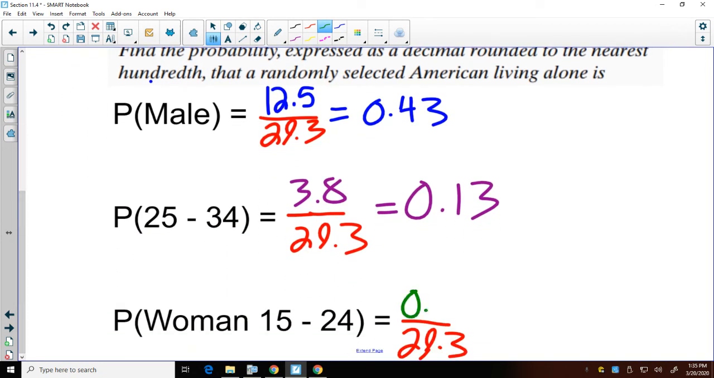So 0.8. All we got to do is go to our calculator, take the 0.8, divide it by 29.3, hit enter, and rounding to the correct hundredth is 0.03 because the 7 says, hey, 2, up. There you go. I got one more experimental problem, and that's 11.4.